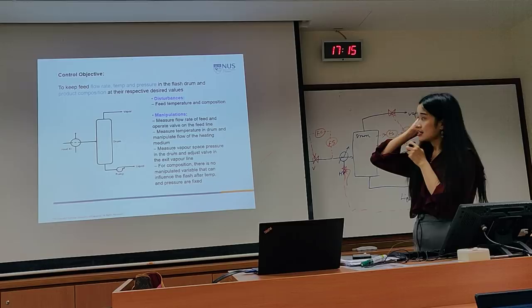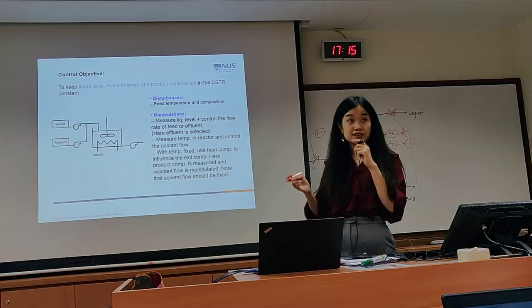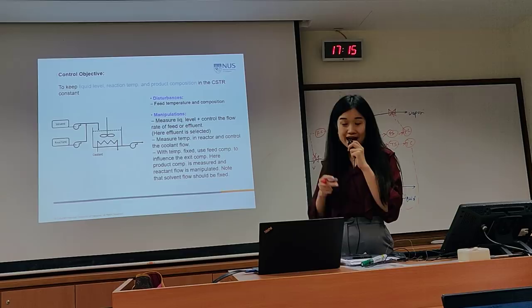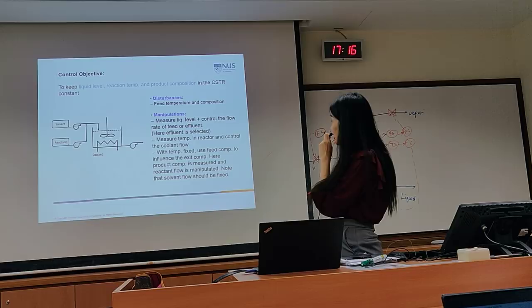But then if we have more degrees of freedom, let's think about the next case. If we have the CSTR, compared with the drum, which has only one single feed in, here we have two streams. So we have a reactant and a solvent, or mix two streams. Then we can think about the composition can be controlled, as long as the liquid level and the reaction temperature. Okay, you can draw some CSTR to think about this.